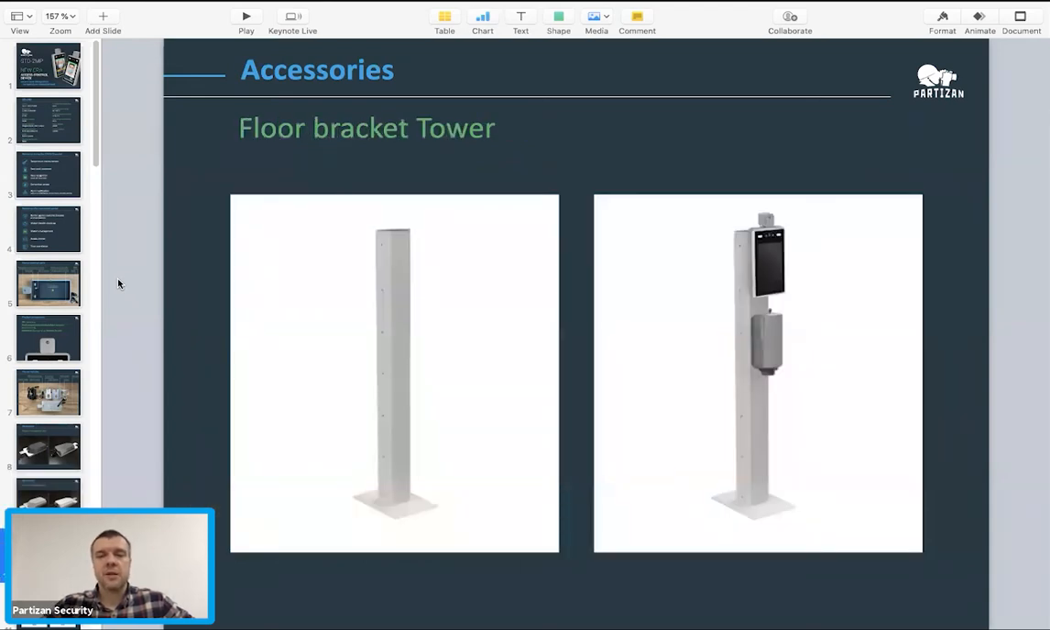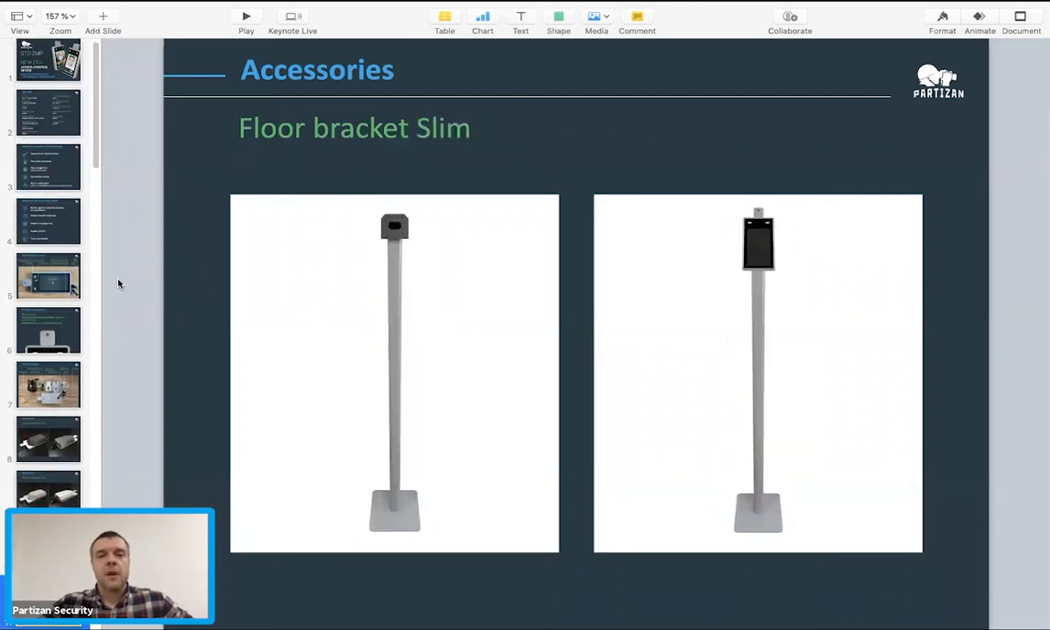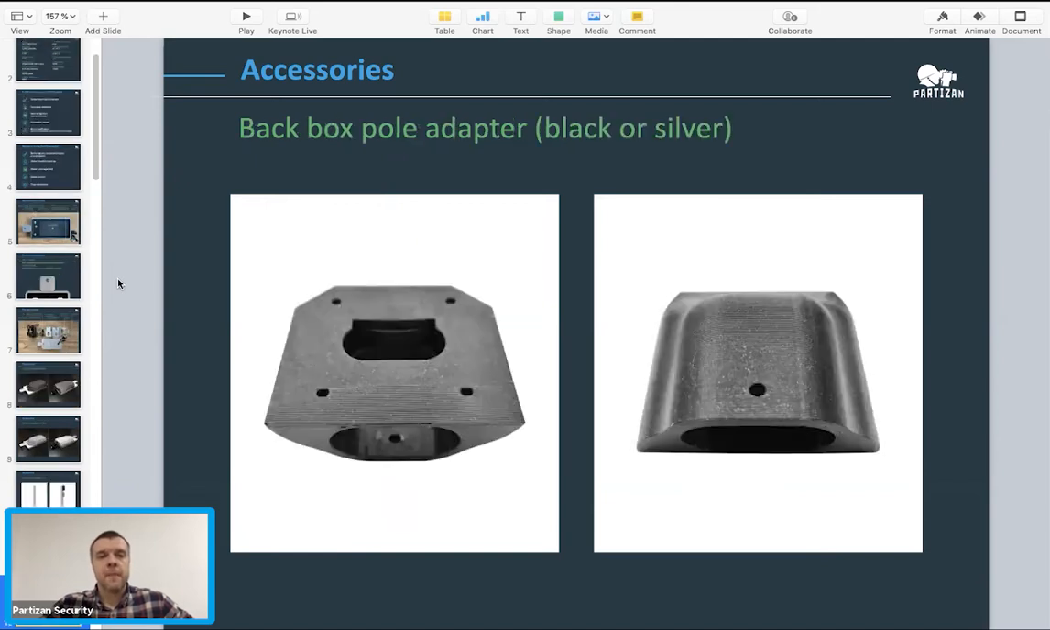If you want to make it a standalone solution, you can also use our floor brackets. We have two types. One is the bigger one, called the floor bracket tower type. In this tower type, you can also connect our device plus some sanitizer, for example, or some other device which is helpful in these COVID times. And there is the floor bracket slim type, which is good for smaller premises, so it will not take a lot of space. It is small, slim, and good looking for mounting our device.